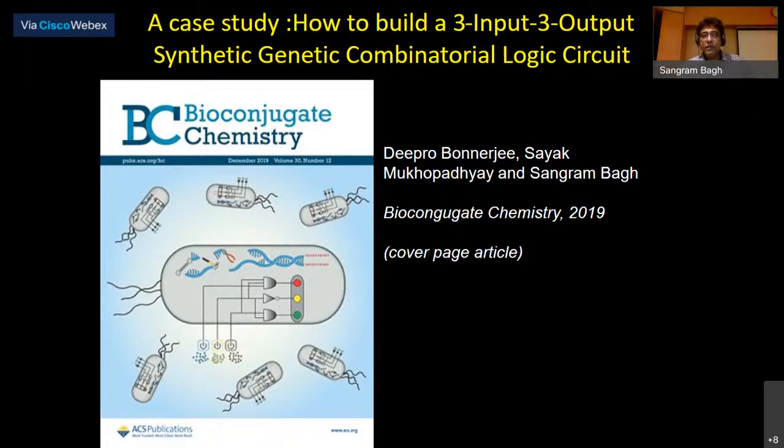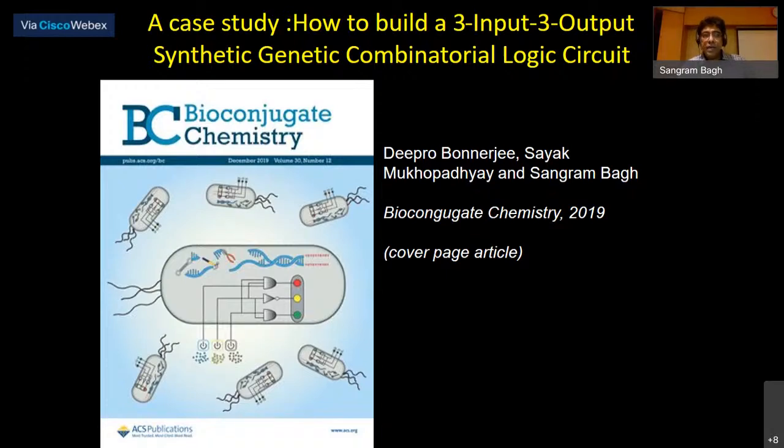So here I'm just going to talk about one of our recent publications where we tried to develop a circuit, actually a combinatorial circuit. It is a complex circuit, and our goal is to make this kind of complex circuit in a very minimalistic way in a single cell. And how are we going to do that?